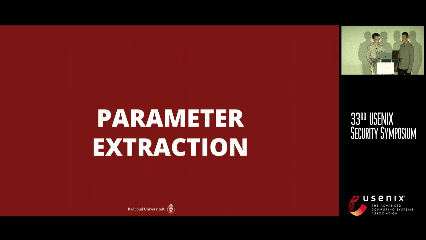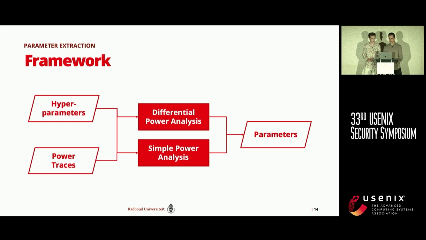Now, next we have parameter extraction. Parameter extraction naturally comes after architecture extraction because you need to know the architecture in order to be able to extract the parameters. Now that you have the architecture and the hyperparameters, you have two main methods to extract parameters. One of them is differential power analysis, which has been used in the literature.